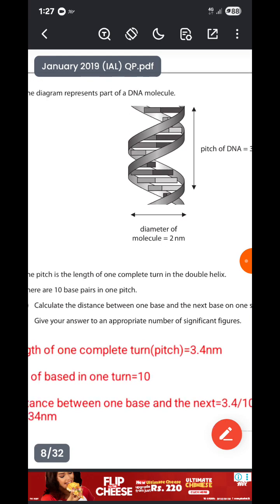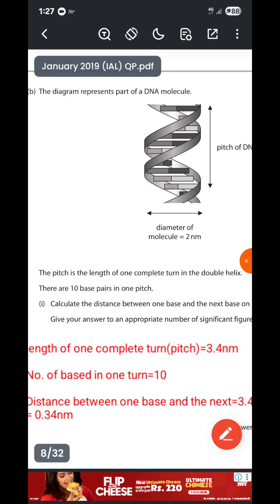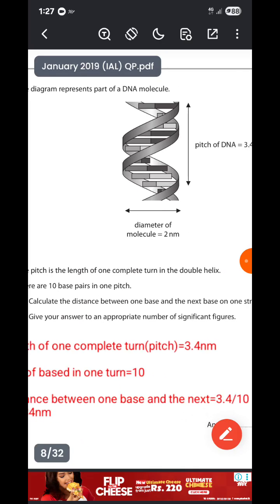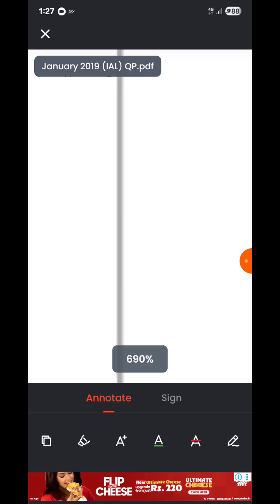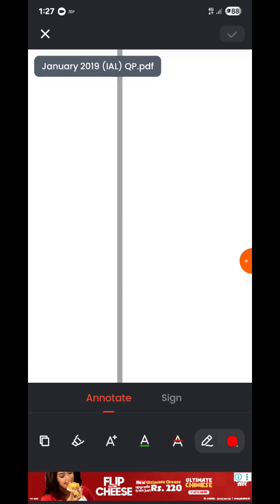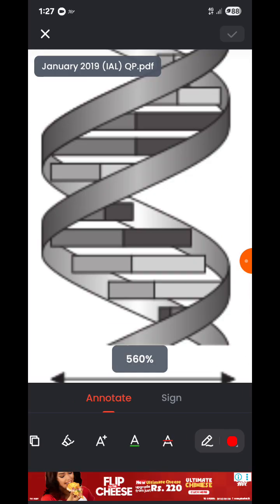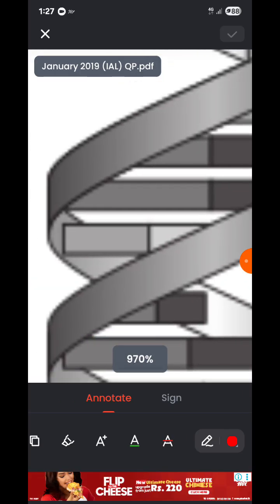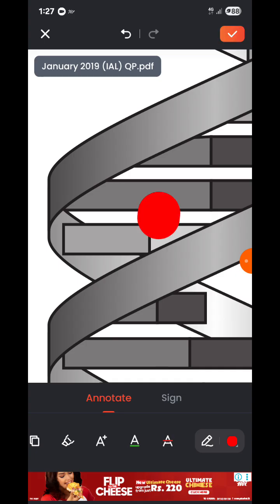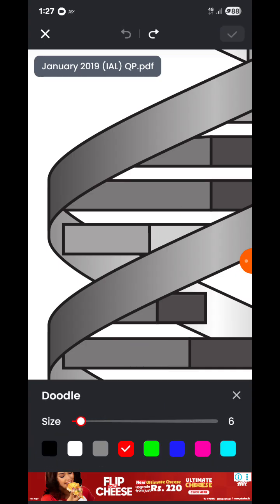Okay. So they are asking, there are 10 bases in one turn, and they are telling us to calculate the distance between one base. So that means we must calculate this distance. This is the distance, the red line. This is the distance we need to calculate.